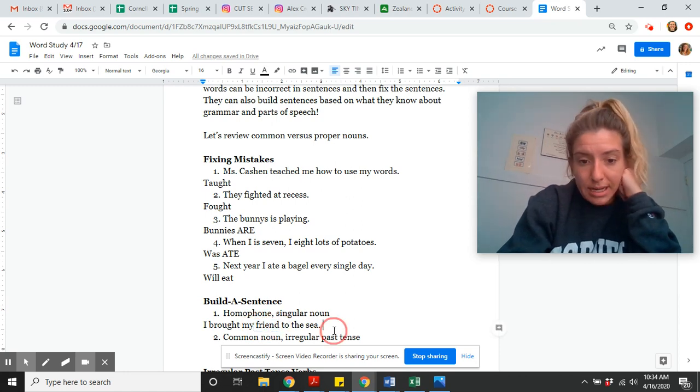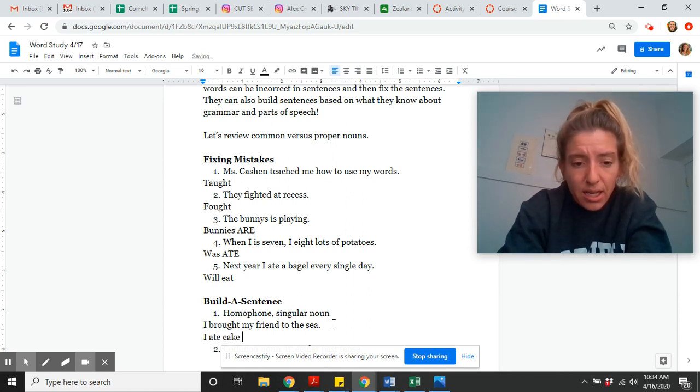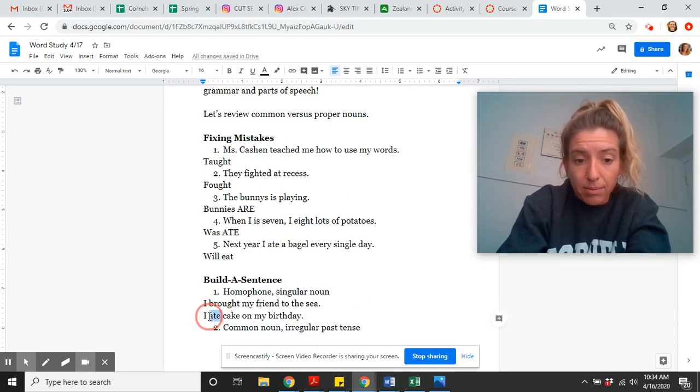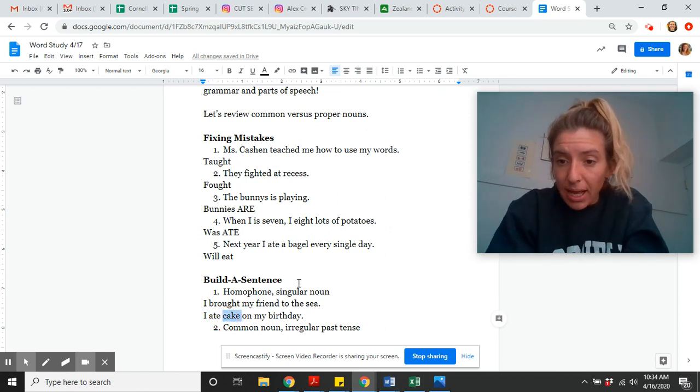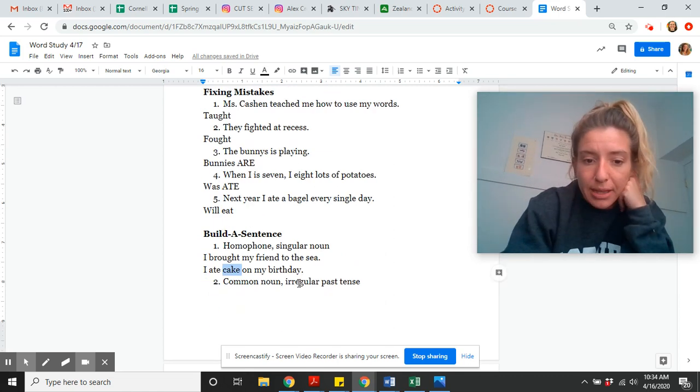But that's not the only sentence I could write. I can use any homophone at all. I can say, I ate cake on my birthday, because ate is a homophone and cake is a singular noun. It doesn't matter which one you pick. It just matters that you're able to figure out what part of speech you need to come up with.